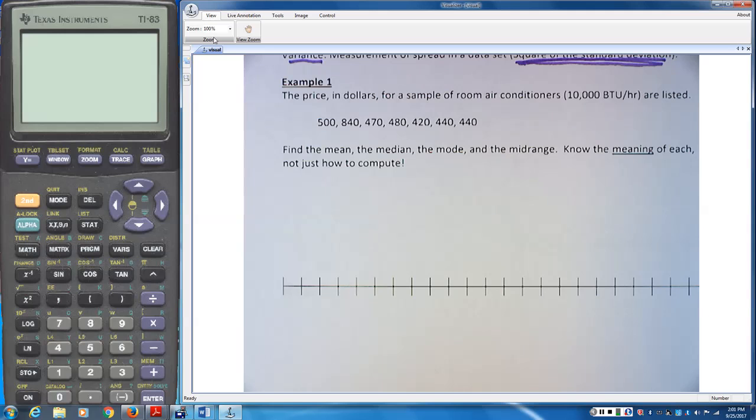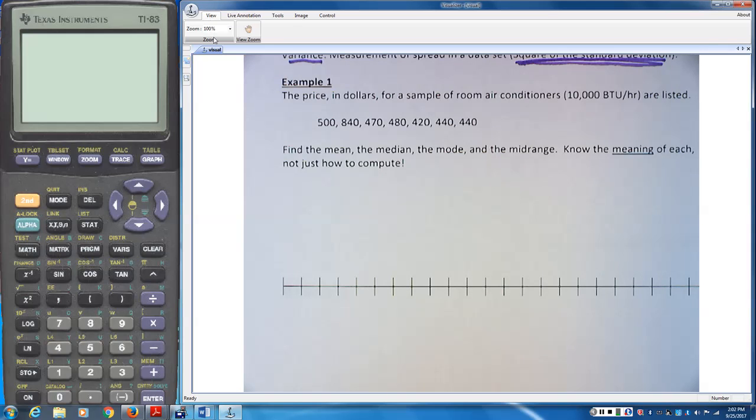What we have here is the price in dollars for a sample of room air conditioners, 10,000 BTU per hour air conditioners. And we noticed that the prices range from a high of $840 to a low of about $420. And there's only 5 of them, so we don't have too many data values to deal with. The first thing we want to do is find the mean, the median, the mode, and the midrange. Okay?